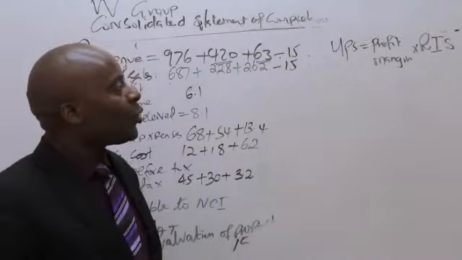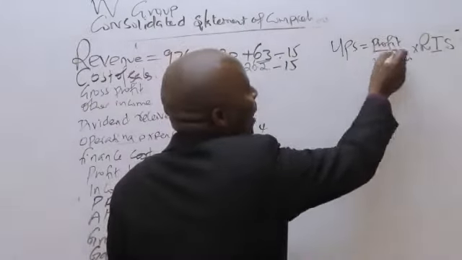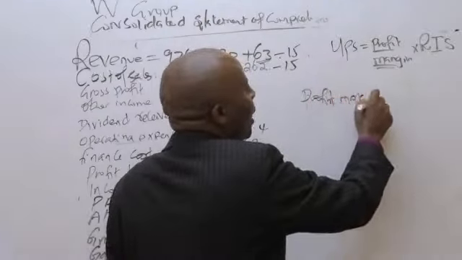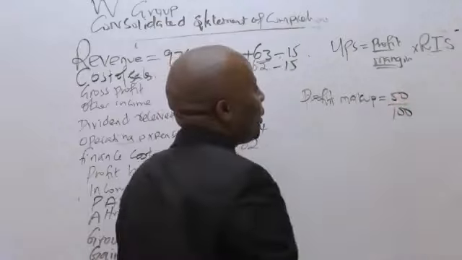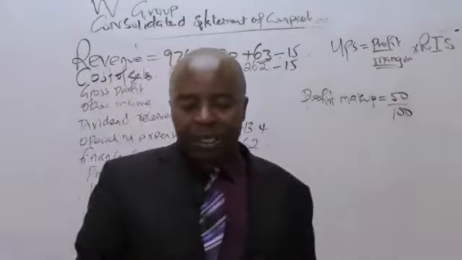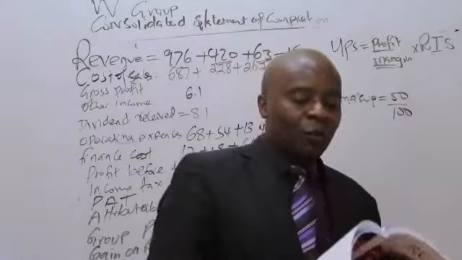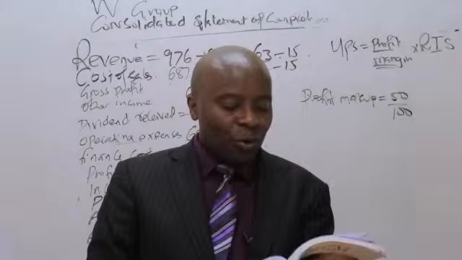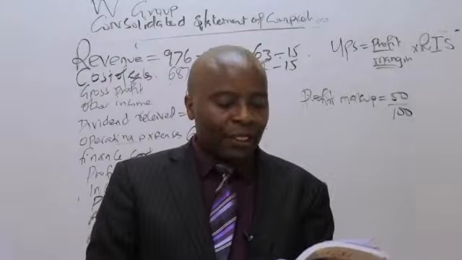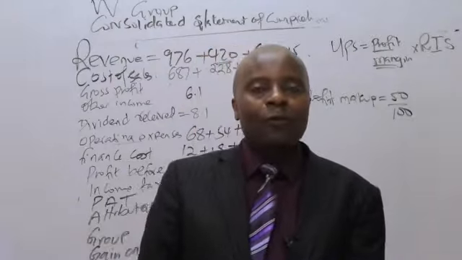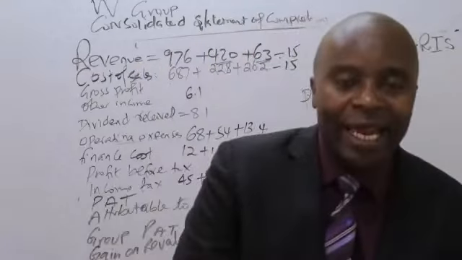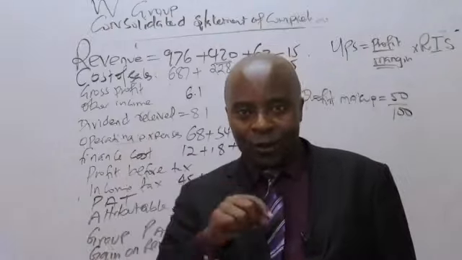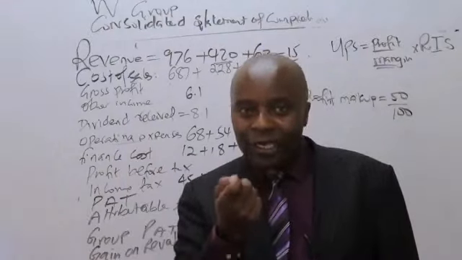These guys, instead of giving me profit margin, have given me profit markup, and they have told me the profit markup is 50 over 100. If you read note number 4, these goods were sold by W Limited at a markup of 50%. We rarely make use of markup in group consolidation, because they won't give you the cost of the goods. In most cases, they'll give you the sales.